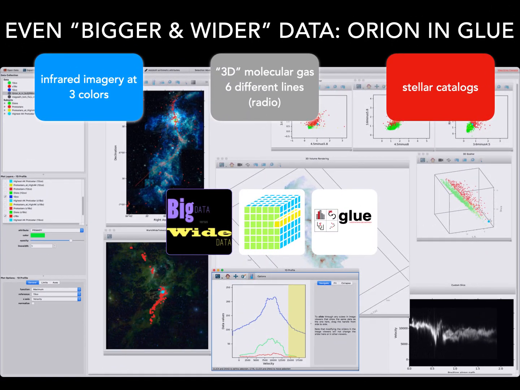Here's an example of a study of Orion, where you have infrared imagery at many colors. You again have many different kinds of molecular line maps and different stellar catalogs. And it's just one of many examples I could give you about how these three concepts of data diversity, data dimensions and display, and linking views of data are absolutely critical for understanding.